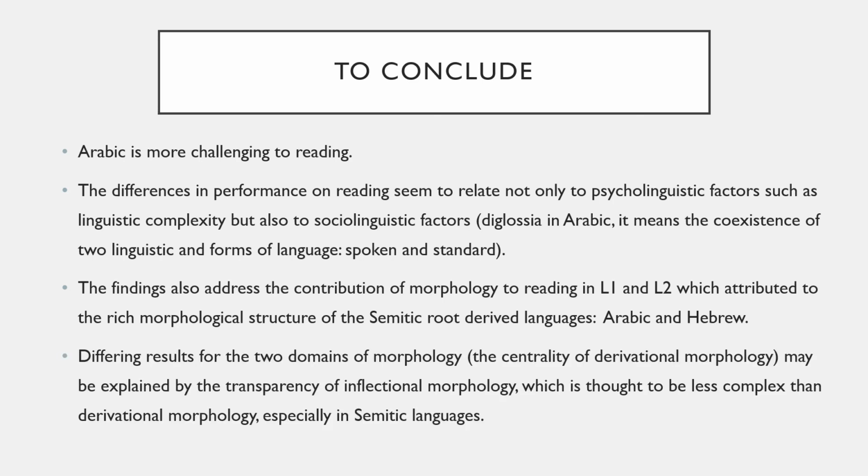And finally, the differing results for the two domains of morphology and the centrality of derivational morphology may be explained by the transparency of inflectional morphology, which is thought to be less complex than derivational morphology, especially in Semitic languages.